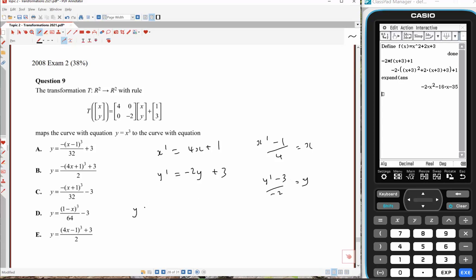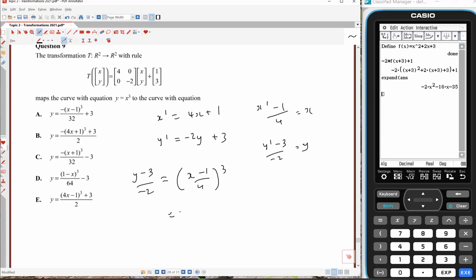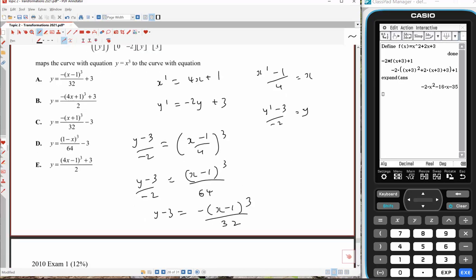Okay, bang them in. Y take 3 over negative 2 equals x take 1 over 4 all cubed. That is going to be x take 1 cubed over 4 cubed, which is 64, y take 3 over negative 2. When I multiply by negative 2, the negative 2 will cancel out with the 64, meaning I've got y take 3 equals negative x take 1 cubed over 32. And then we're going to add 3 to both sides. So let's just quickly do that, plus 3.